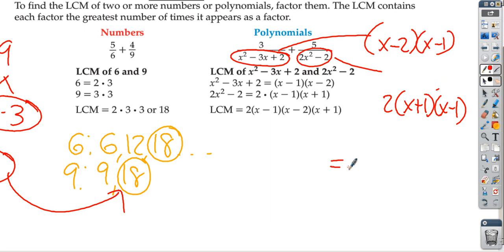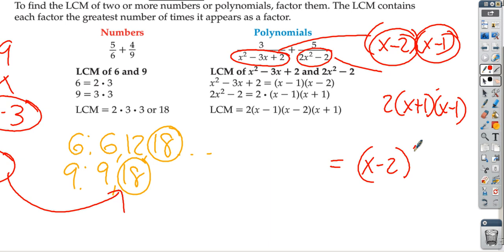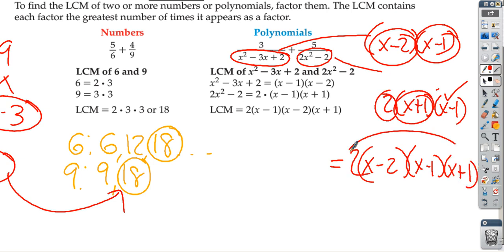We need to include everything, basically. We need to include an x minus 2. We need to include an x minus 1. We've already included this x minus 1, so we don't need to include it again. We need to include that x plus 1, and we need to include this 2. So this whole thing right here is the least common multiple. It's what includes every piece of both of these denominators.